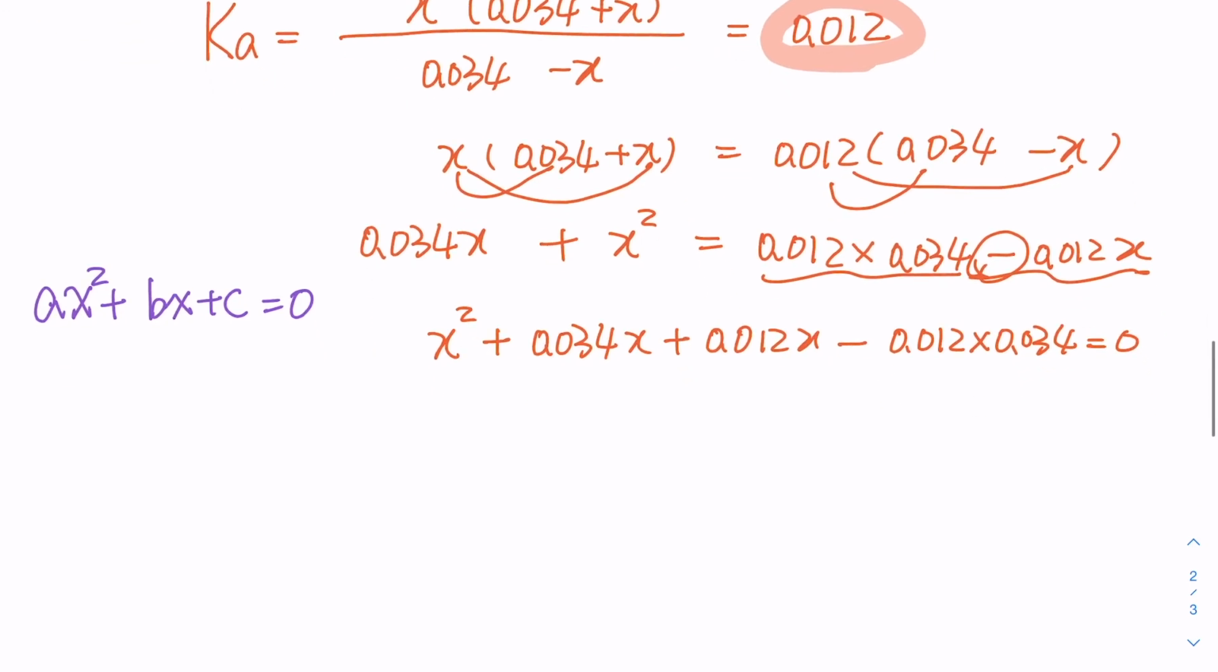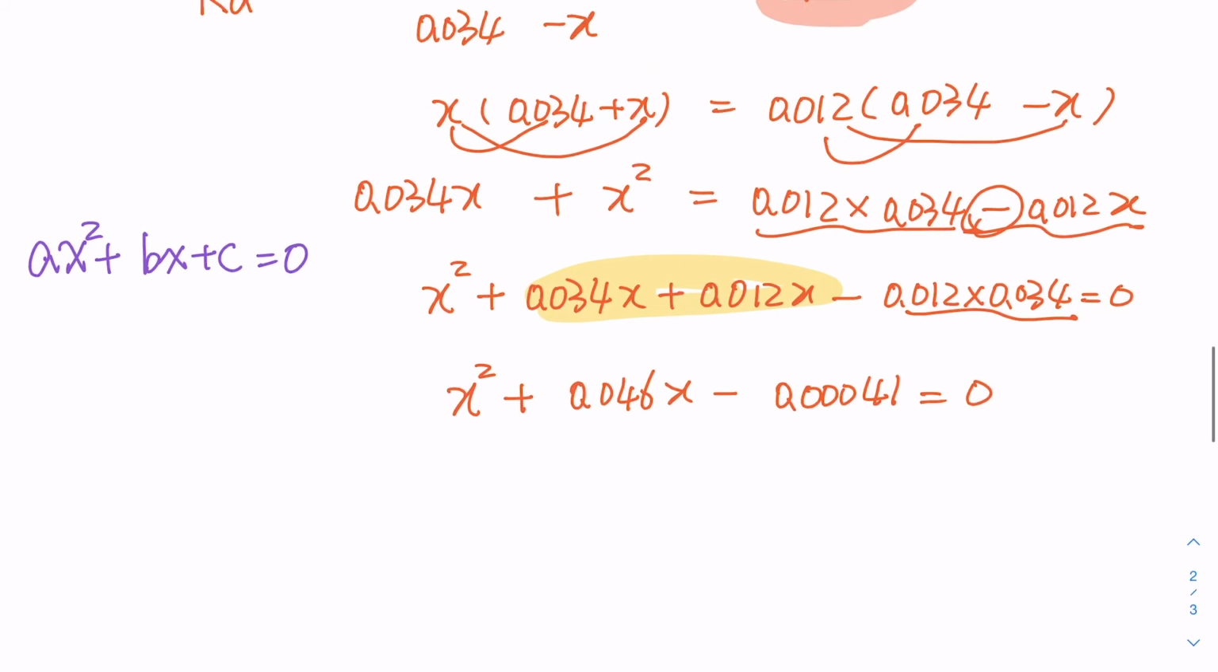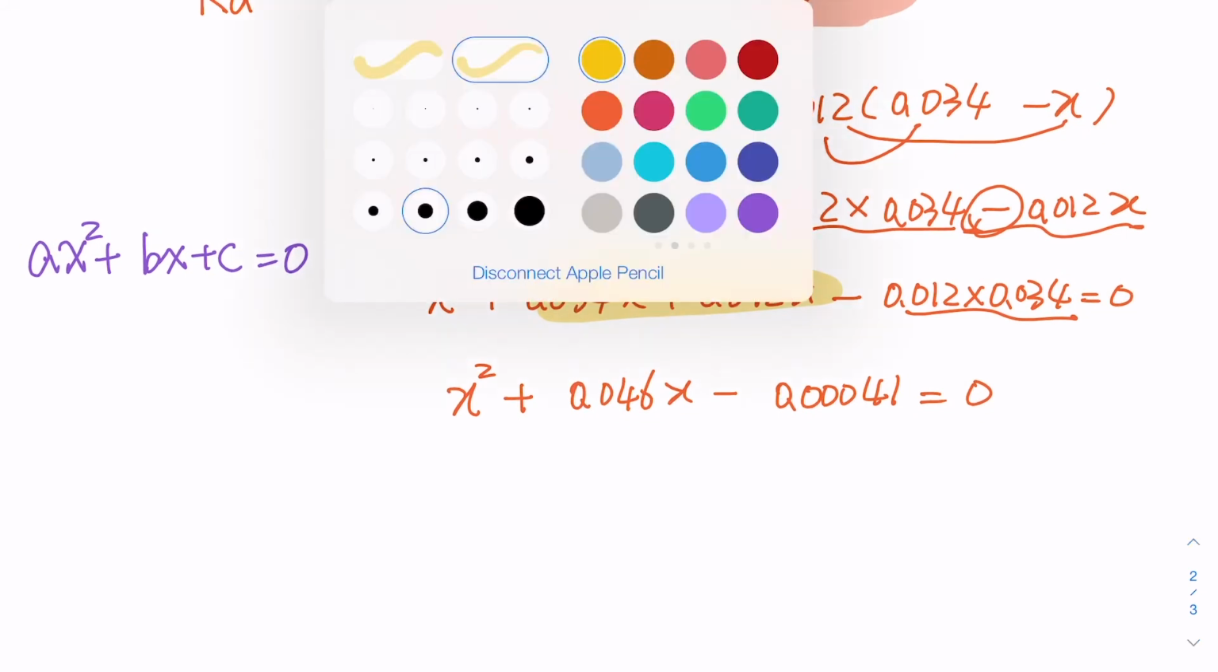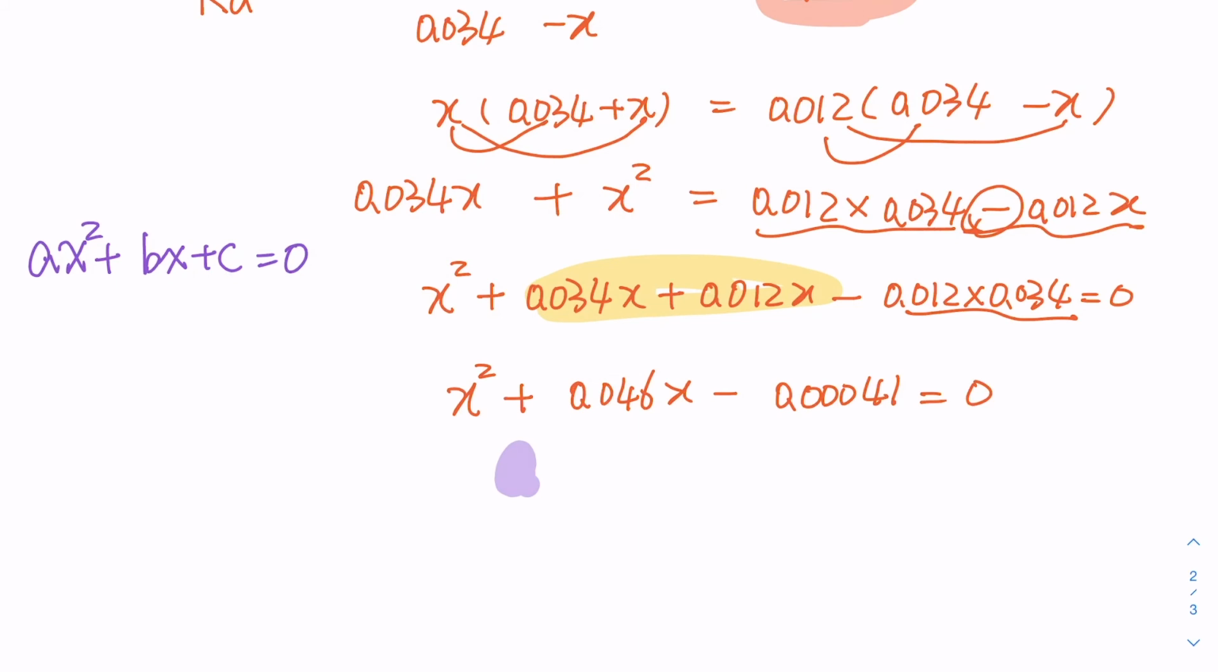Now I'm going to put these two together, so add them up. Now I have x squared plus 0.046x minus 0.00041 equals 0. I just did the multiplication over here. So now I have my generic equation, and from here I know my a equals 1, my b equals 0.046, and c equals negative 0.00041. Those are the a, b, c values.